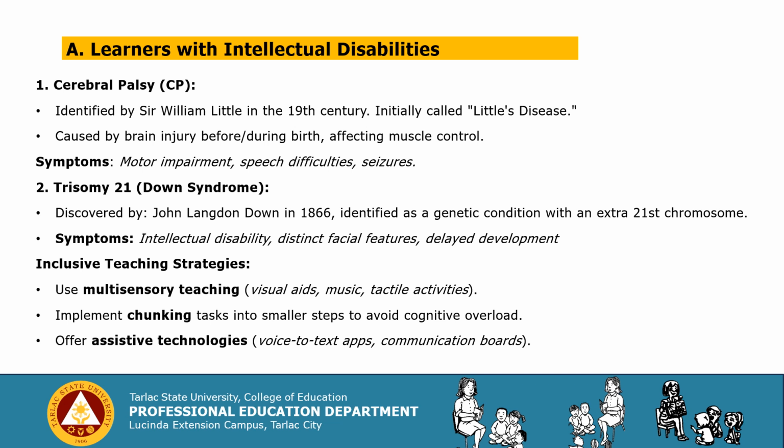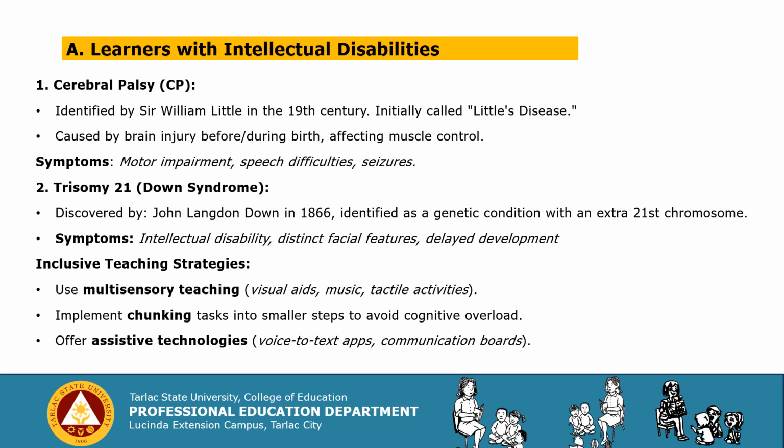Number one, cerebral palsy or CP, is a neurological condition first identified by Sir William Little in the 19th century. Initially called Little's disease, it results from brain damage before, during, or shortly after birth, affecting muscle control. Symptoms include motor impairment causing difficulty with movement and posture, speech problems due to poor muscle coordination, and seizures from epilepsy. The severity varies, but early intervention can improve quality of life.